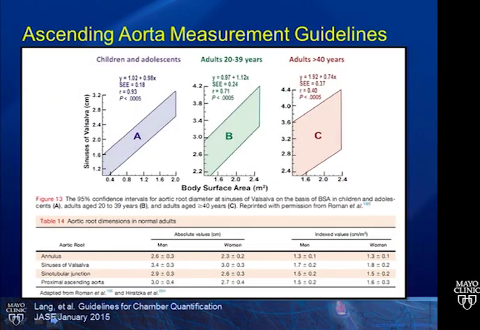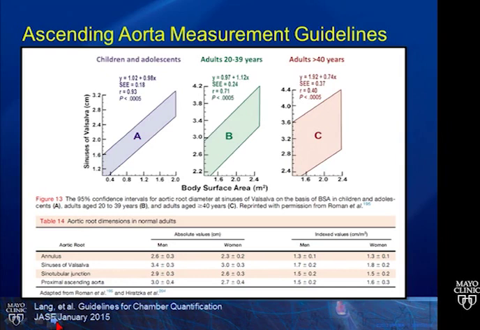Now, here's what we should really be using in the lab. We should use the guidelines that were published by our chamber quantification, and when we sit in the lab and we have the luxury of time, we're going to divide our patients by their age and body surface area to determine the range of normal for an ascending aorta. And there's tables like this in this very nice document by Lang and co-authors that was published in the Journal of the American Society of Echo.